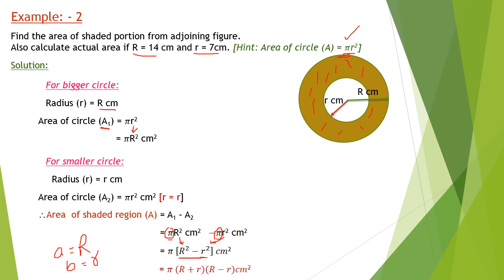You can see what we did, applying a square minus b square, which is equal to a plus b times a minus b, and our a is capital R and b is small r. So our formula is a plus b, a minus b. You can see right here, a plus b and a minus b. Capital R is a, small r is b.